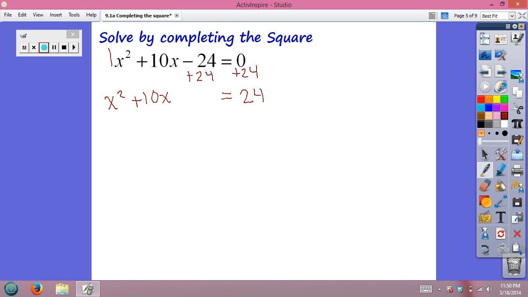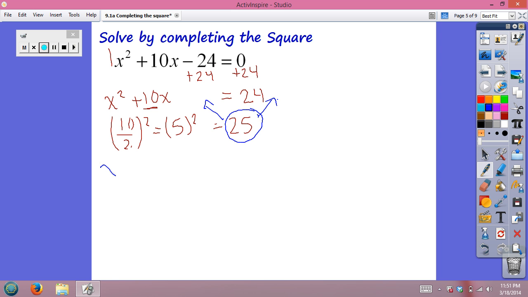The next step is to make sure that our leading coefficient is 1, which we see that it is. So then we take our b value, divide it by 2, and square it. 10 divided by 2 is 5, and 5 squared is 25. So we're going to take that value and we're going to add it to both sides of the equation, here and here. So we'll get x squared plus 10x plus 25 equals 24 plus 25.